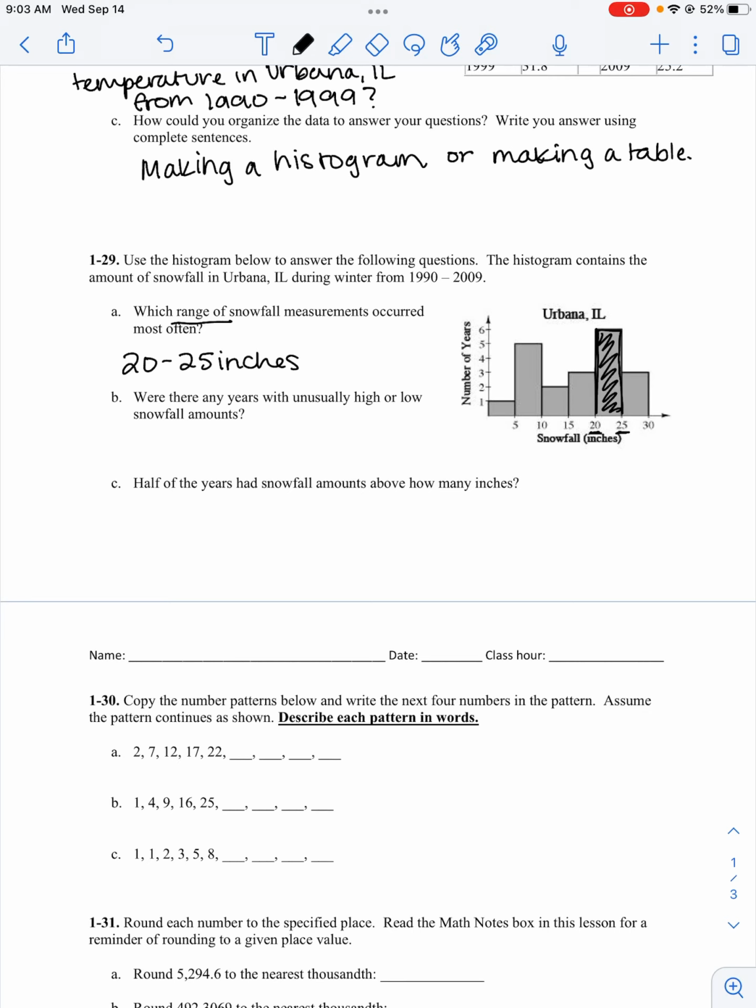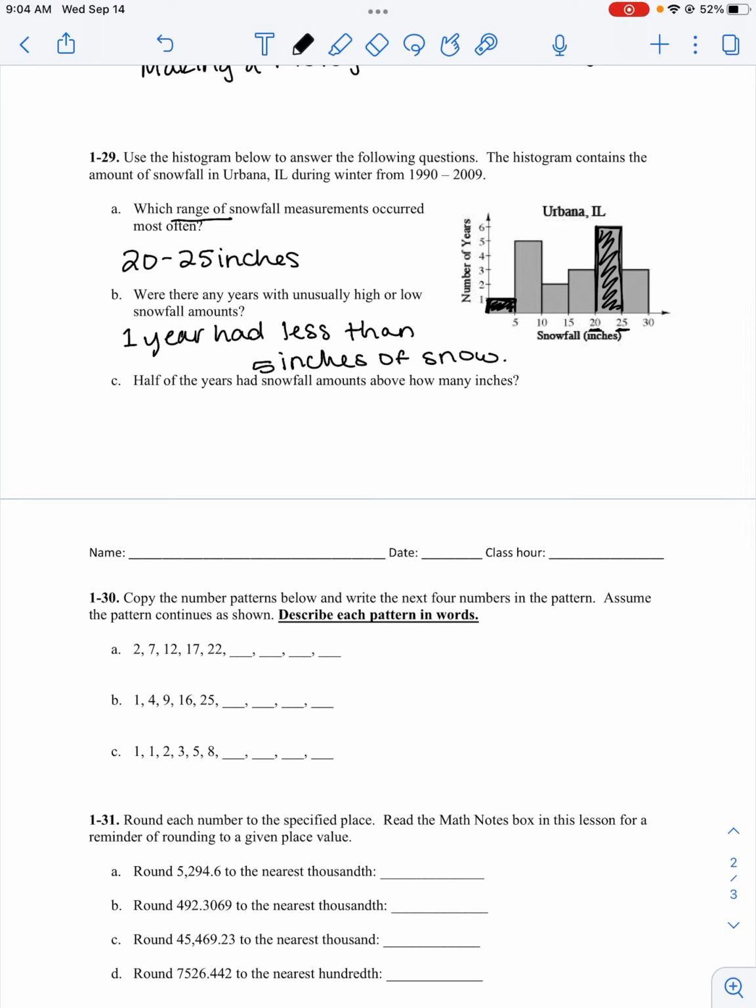Part B, were there any years with unusually high or low snowfall amounts? Okay. Well, there was one year where they had less than 5 inches of snow. That's right here. Less than 5 inches of snow. So I'm going to actually put that down because it's only one year of it. Everything else has two or more years. So one year had less than 5 inches of snow.